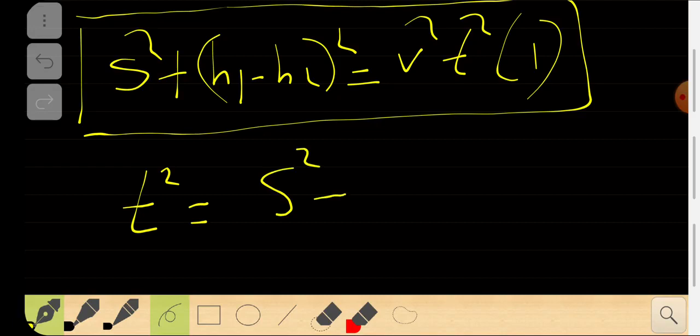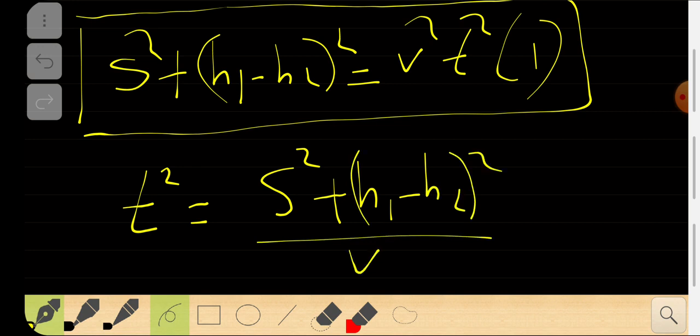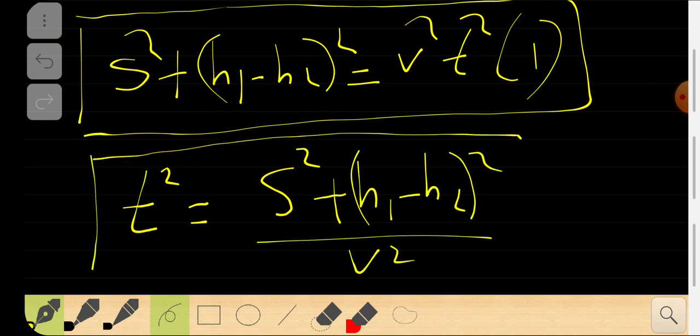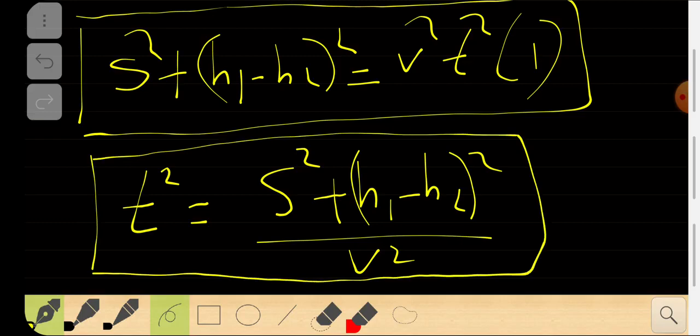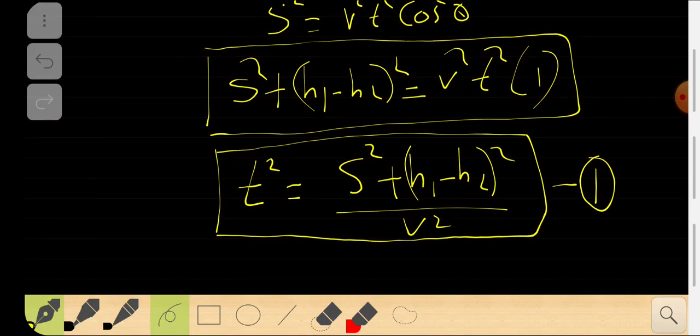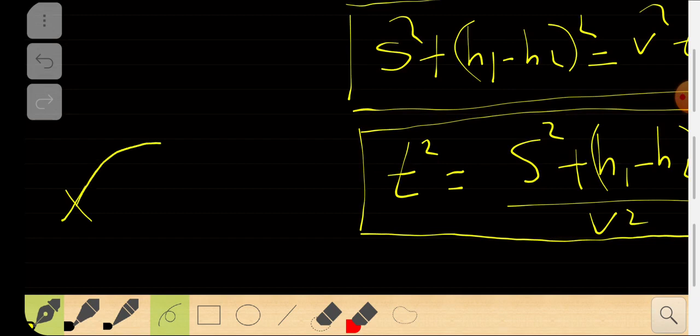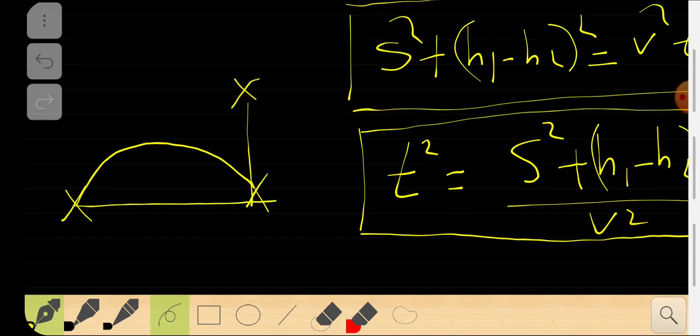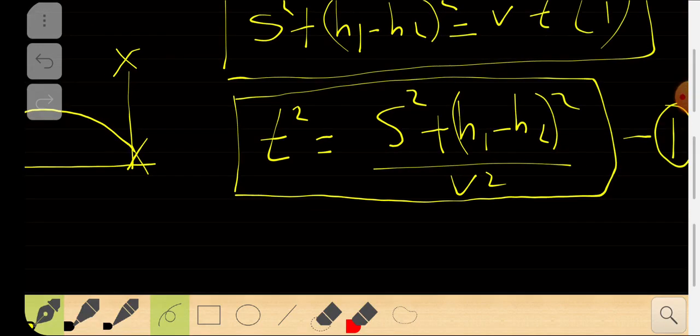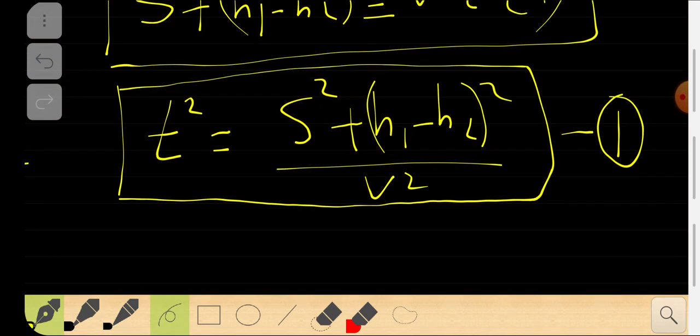T square will be s square plus (h1 minus h2) the whole square, divided by v square, right? So that's the time equation. What does this equation give you? This is equation 1. It tells you what amount of time is required for the bullet to hit the ball when the ball is falling from that point at the same time as the gun is fired. That is the information that equation 1 gives you.